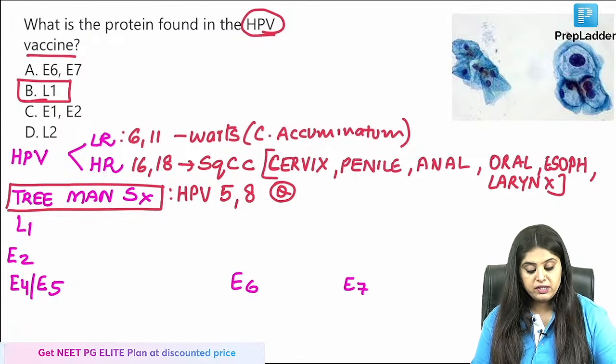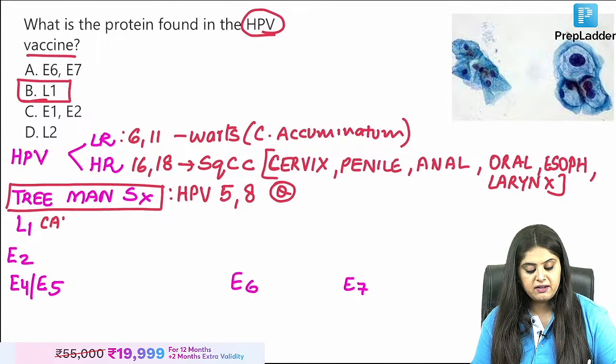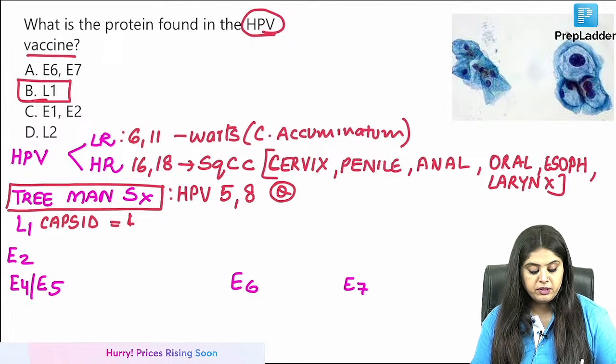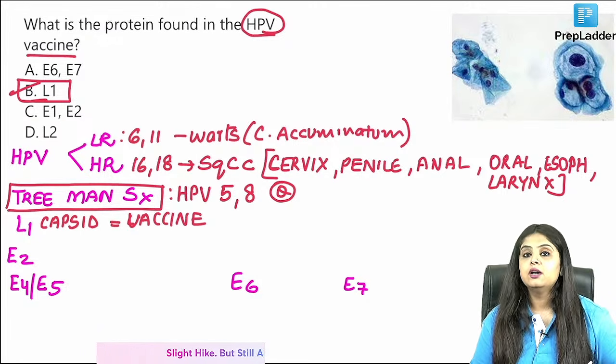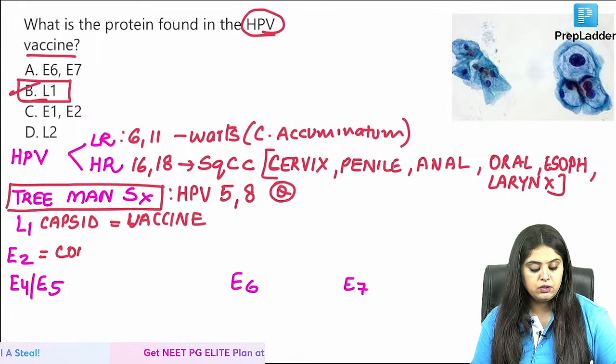Now coming to what is HPV. HPV has all these things. Number one, the L1 capsid. L1 is present in the capsid, the outer area. Capsid is going to be used for the vaccine preparation. I think we already know this from the question. These are all proteins, E2, E4, E5. What is E2 protein? E2 is the controller.